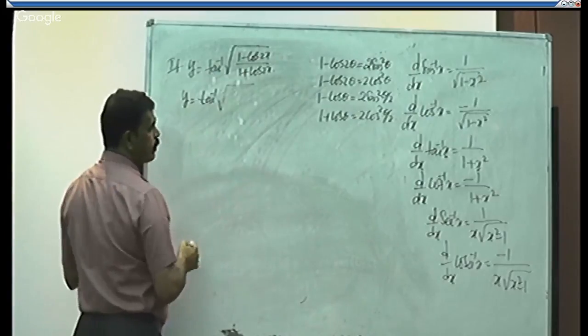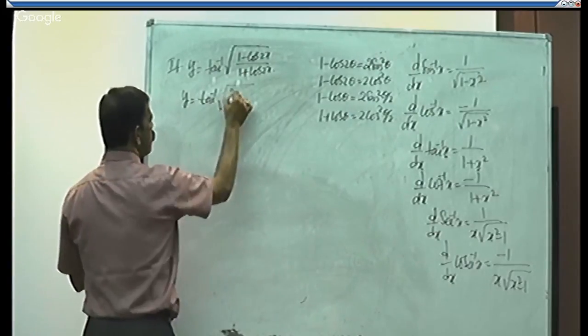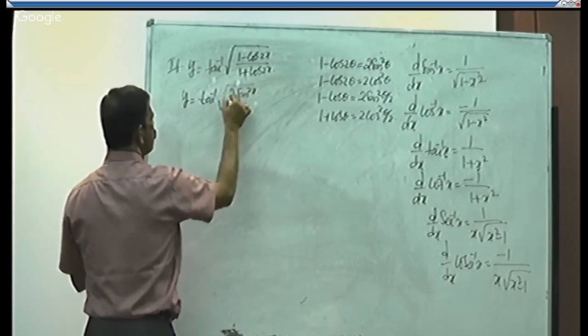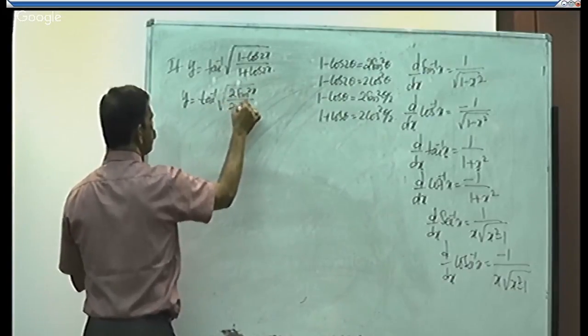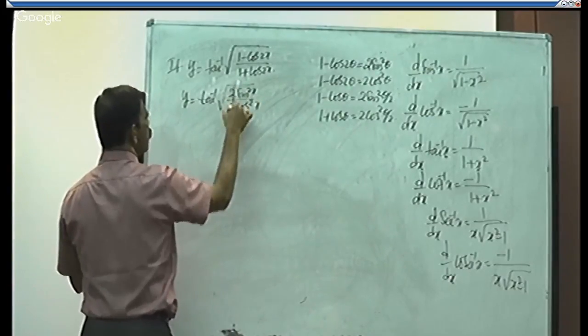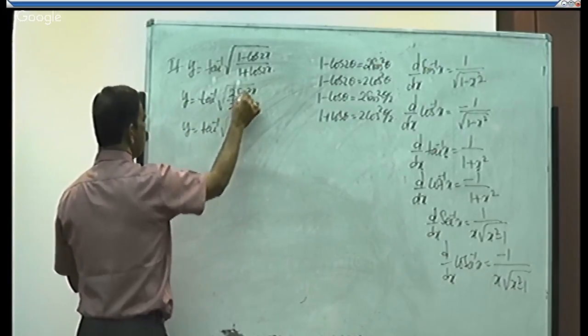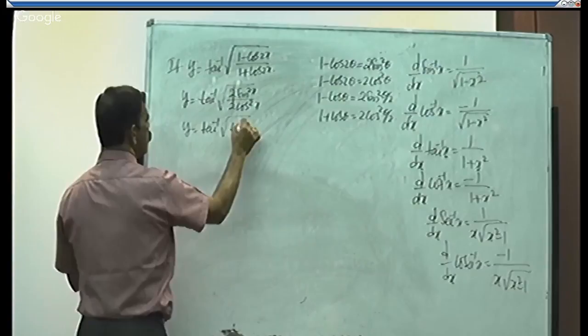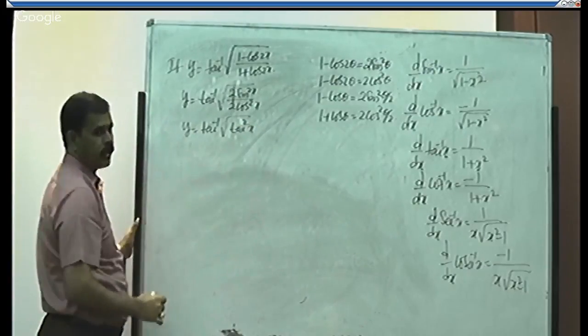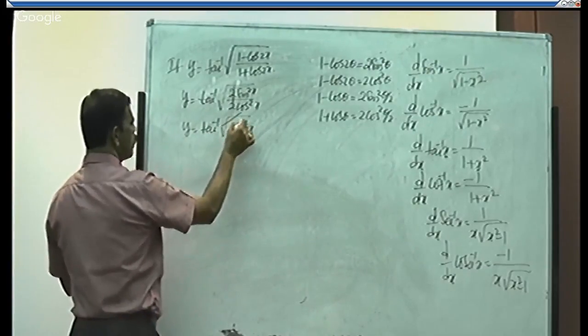This 1 minus cos 2x is what? 2 sin square x, right? 1 plus cos 2x is 2 cos square x. The 2 gets cancelled. So it is tan inverse of root of sin square by cos square, which is tan square. The square and root get cancelled.